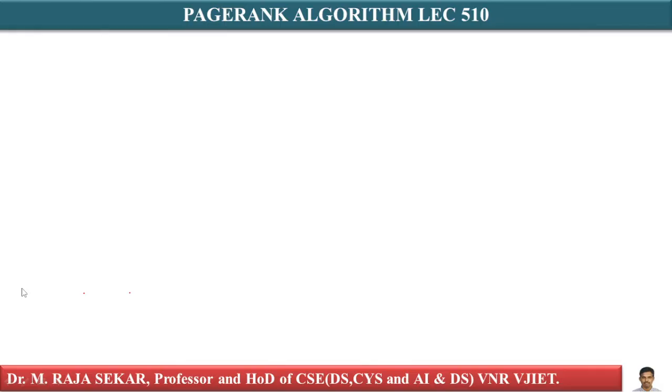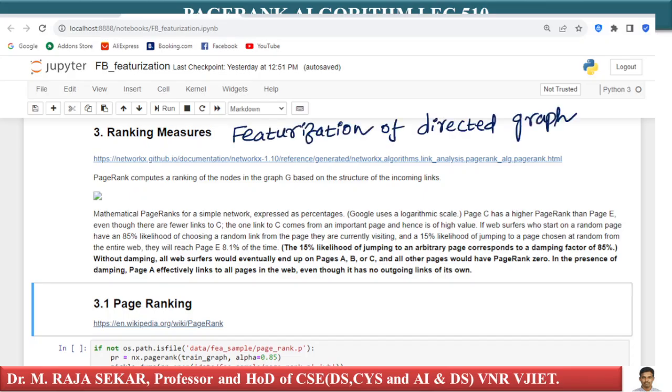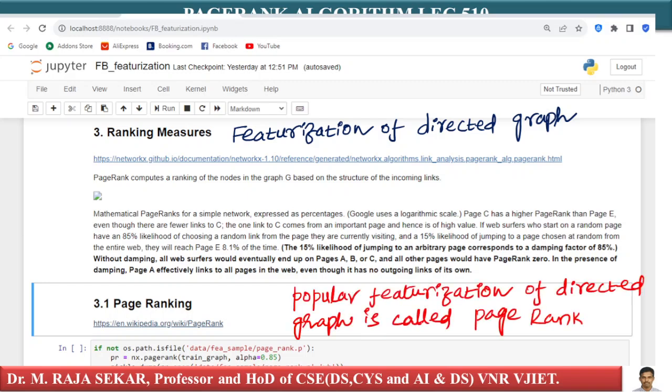In this lecture, we will try to understand the PageRank algorithm. It is a very important, very useful type of featurization of graph data, especially directed graphs. If you have a directed graph, a very popular featurization of directed graphs is called PageRank. This is a very popular algorithm. It is an early prototype of the ranking algorithms that Google used.